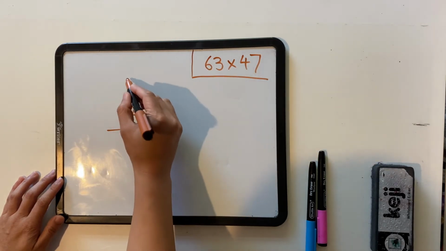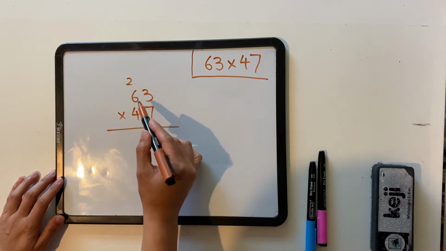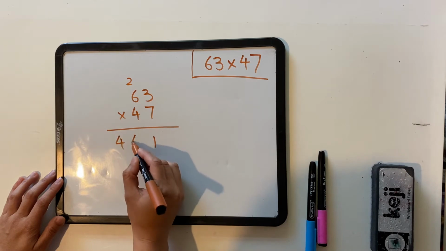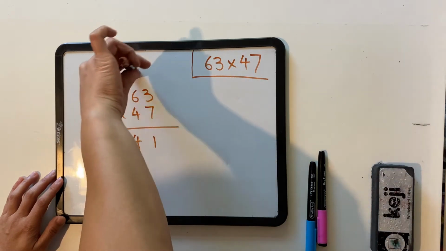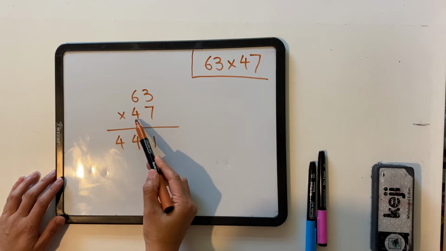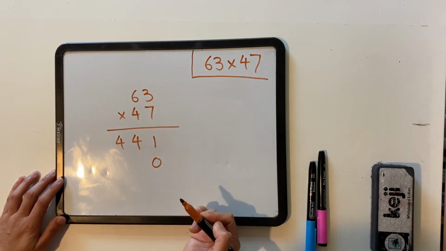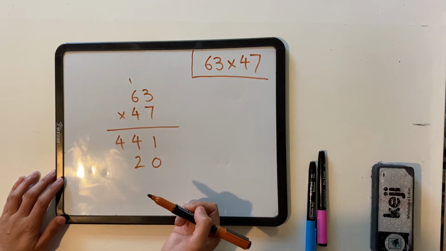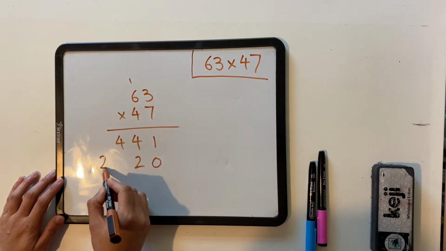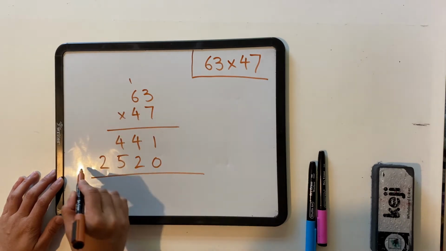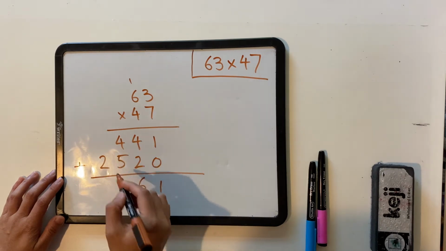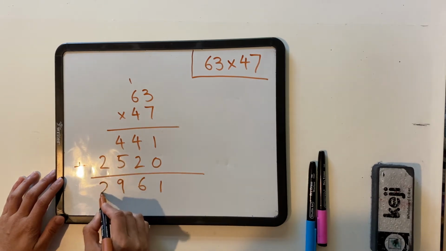7 times 3 is 21. 7 times 6 is 42. Plus 2 is 44. And get rid of this. Now we times by the 4. And we know this is actually 40 and not 4. So we're going to add a 0 here. 4 times 3 is 12. 4 times 6 is 24. Plus 1 is 25. Then we're going to add these together. 1, 6, 9, 2.